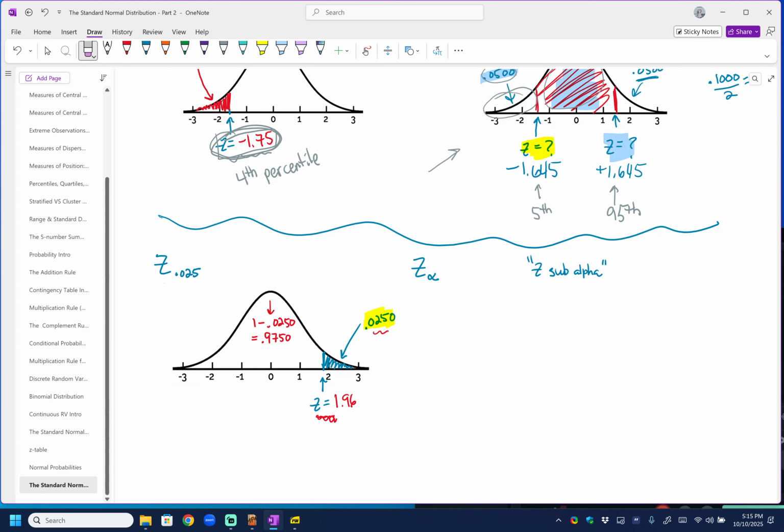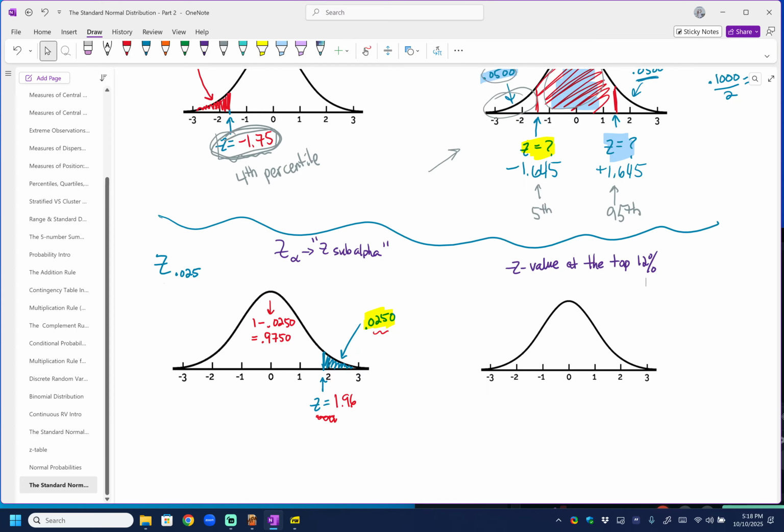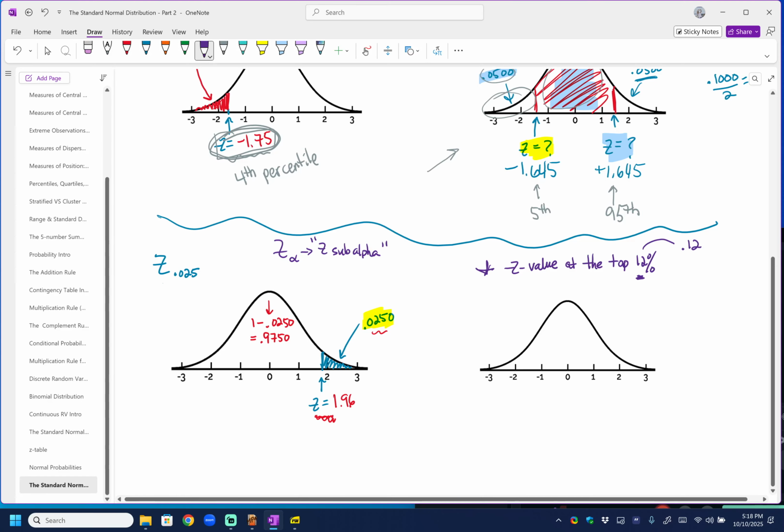Yet another type of problem in the same genre of area above is one where they might ask, what is the z value at the top 12%? Could be any percent, but let's say it's the top 12%. So what does that mean? Well, remember, percent is another word for area, but not times 100. So this area is basically 0.1200. So if I want to find the z value with a top 0.1200, then that would put us somewhere on the right of the curve. We would shade this region, and it would be this.